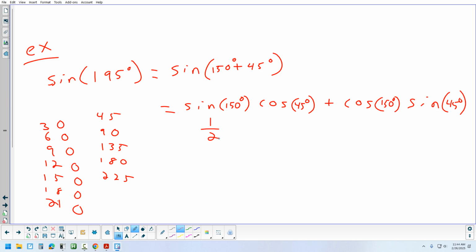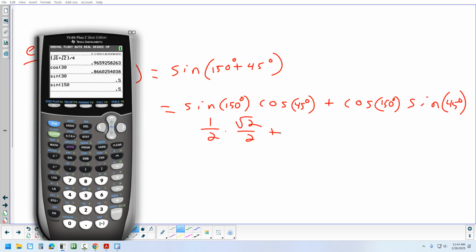That's your root 2 over 2. Okay, cosine of 150. That's that one. Yeah, it's just a negative in front of it. It's still negative root 3 over 2.